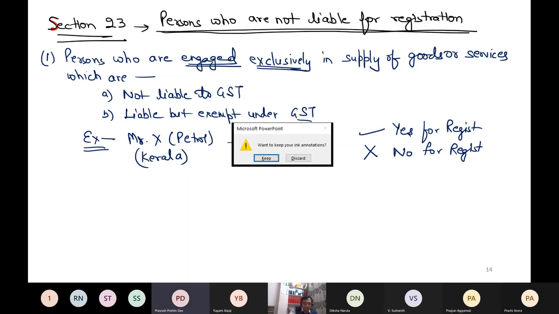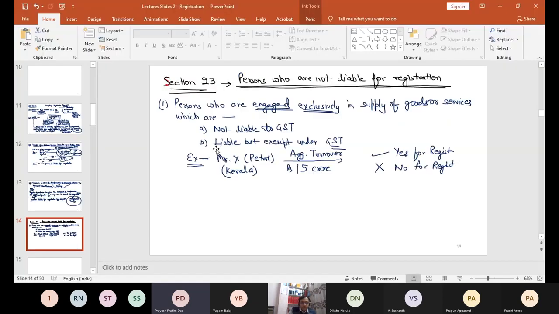Sir, petrol is not liable under GST. So your answer is what? Not liable. Okay, and as far as this limit 5 crore, 15 crore, let me make it 2 crore rupees. Then what will be your answer? Then not liable, sir. So in any case, this Mr. X is not liable. This is what your answer is.